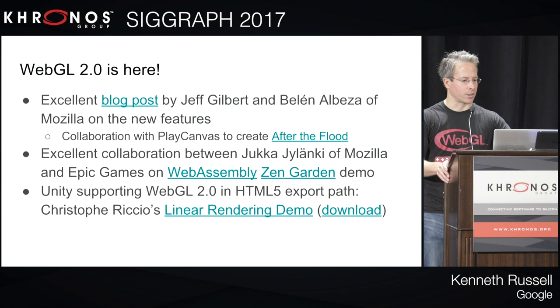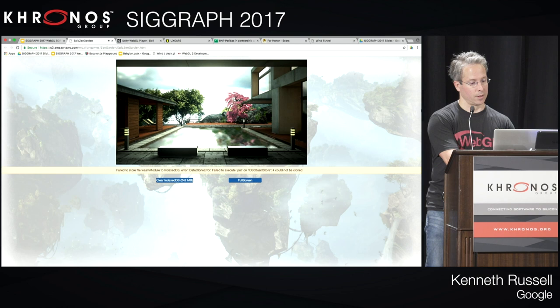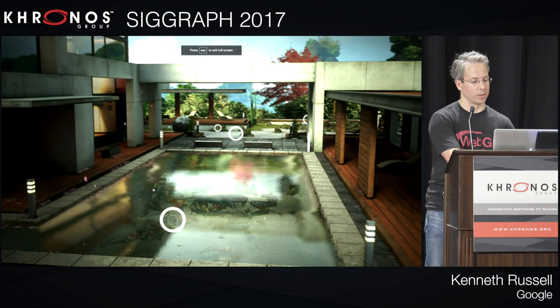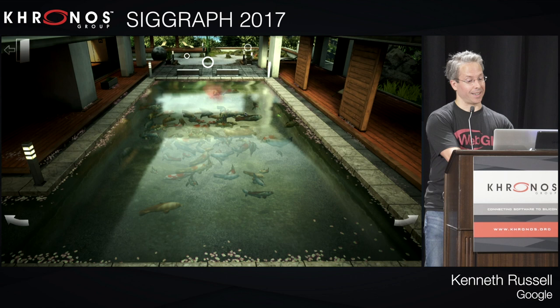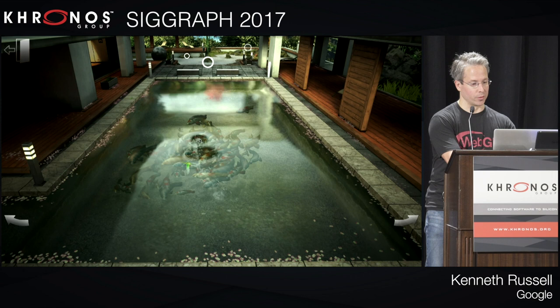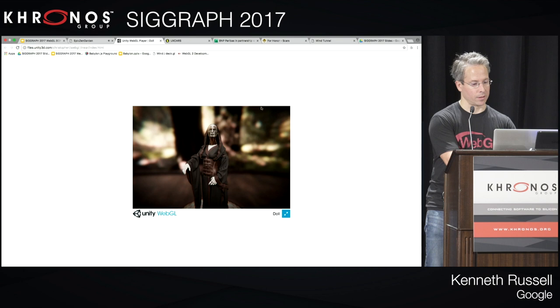Unity and Epic Games have also integrated WebGL support into their engines, so you can export to HTML5 and get your work right on the web. I'd like to briefly show you the Epic Zen Garden demo, which was originally designed, I think, for the Metal API, and is working really nicely. This is with great thanks to Jukka Jylänki in particular from Mozilla, who went to Epic Games and sat there for a week to get the HTML5 code path rendering using WebGL 2. So, really beautiful stuff. You can already run this on your own laptop. These are linked from the slide deck.